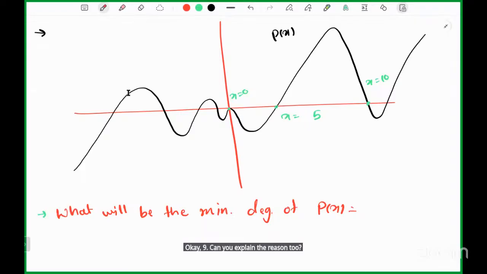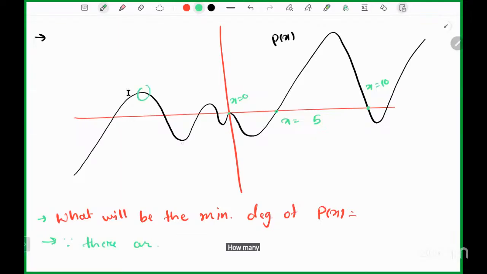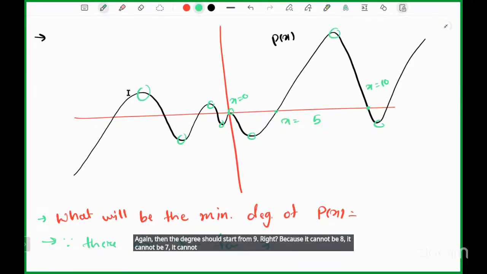Correct. Right. So that means here you can judge. For answering this question, you can take help of turning points. Since there are how many turning points? 1, 2, 3, 4, 5, 6, 7, 8 turning points, right? So we know that if we have 8 turning points, then the degree should start from 9, right? Because it cannot be 8, it cannot be 7, it cannot be 6, 5 and all. So it should start from 9. It could be anything else, but it should start from 9. So that's why I have written down minimum.